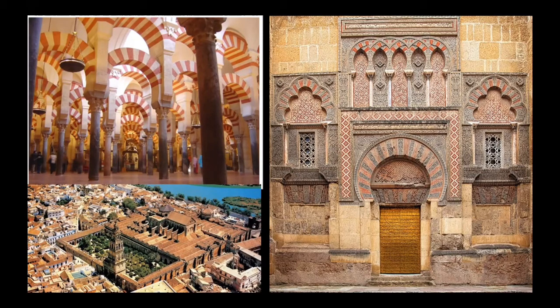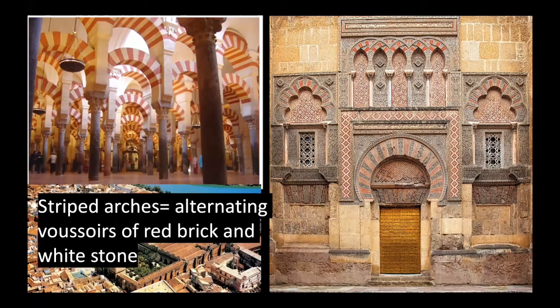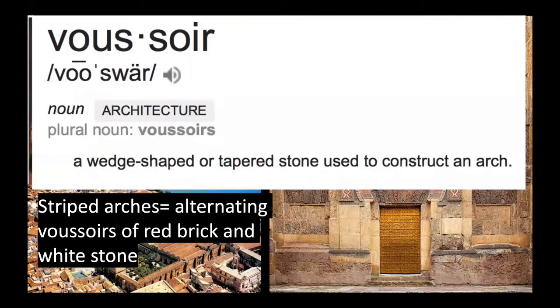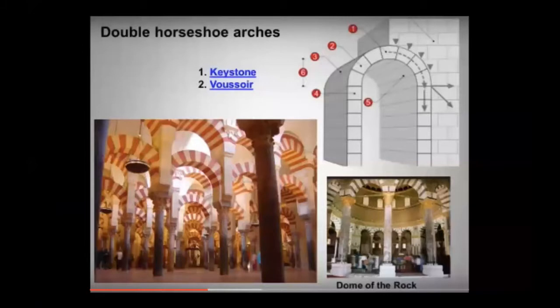So looking back at those double-tiered arches with the Roman recycled spolia columns, it's also very recognizable because it has those striped arches. That's alternating voussoirs of red brick and white stone. I know this is a lot, you guys. This is overwhelming. So the voussoir is a wedge-shaped or tapered stone that's used to construct an arch. So I would write down what that vocabulary word is.